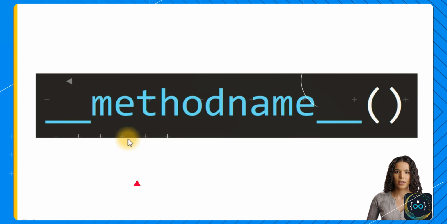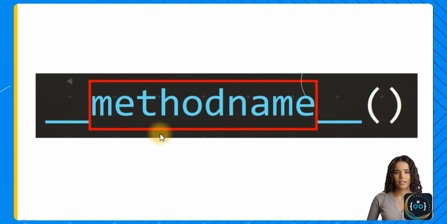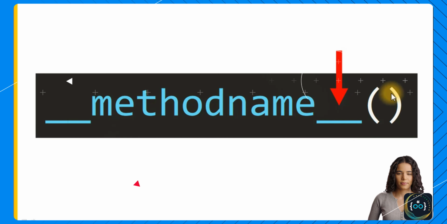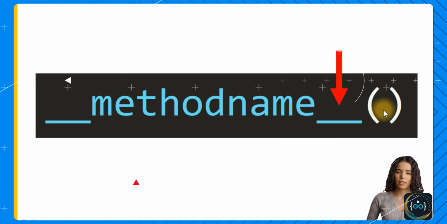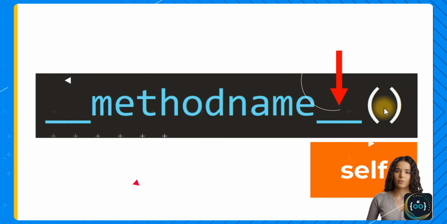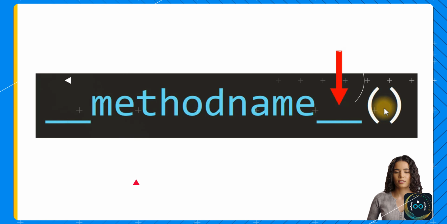Here we have the basic structure of the name of a special method in Python. We have double leading underscores, followed by the name of the method, and then double trailing underscores. Right here within parentheses, we will have the necessary parameters. Of course, self will be the first parameter, and then we can add the parameters that we need for that specific method. You will learn how to do this during this section.